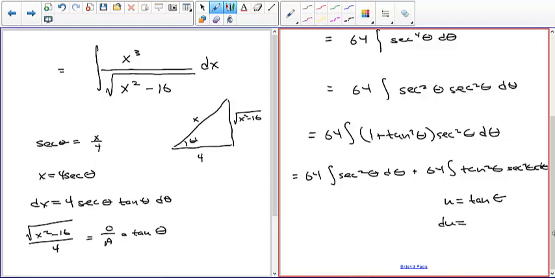So once you integrate it, then you have to put it back in terms of x, so don't forget to do that.